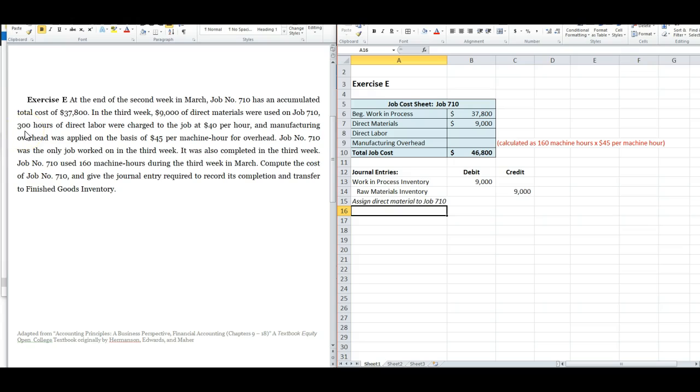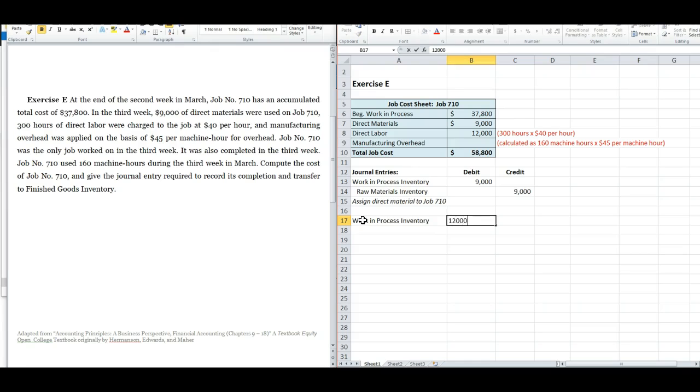The next thing, it says 300 hours of direct labor were charged to the job at $40 per hour. So we're going to take the 300 hours and multiply that by the $40 per hour direct labor rate. So we have $12,000 in direct labor. We need to do a journal entry for that too. Notice my journal entry doesn't use an account called direct materials or direct labor. That's just a description of the type of cost that it is.